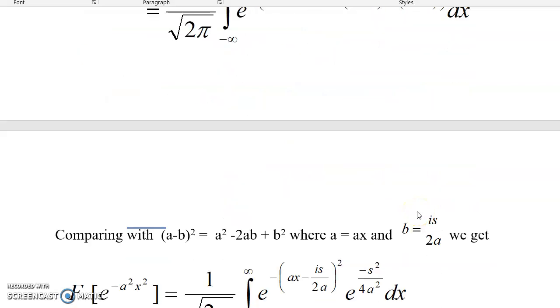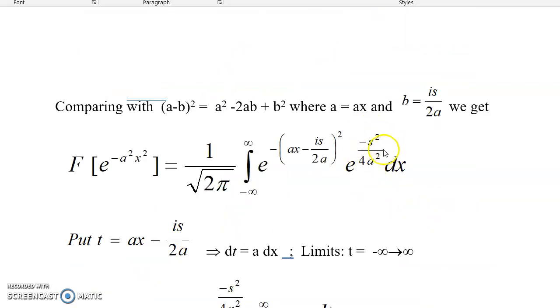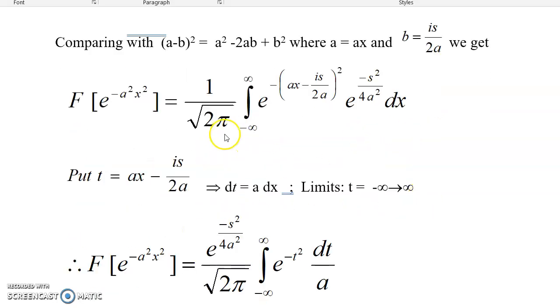So e power i squared s squared by 4a squared is this, because i squared is minus 1. So this is how we get in the next stage. Now when you look at this, e power minus (ax minus is by 2a) the whole square, we have to make a small substitution here. Put this term as t, that is ax minus is by 2a. Let us make a substitution as t.